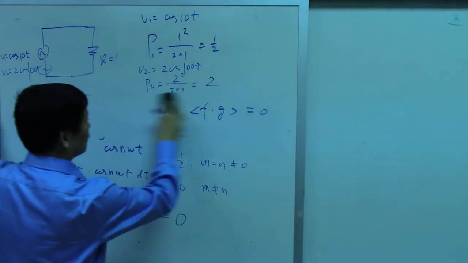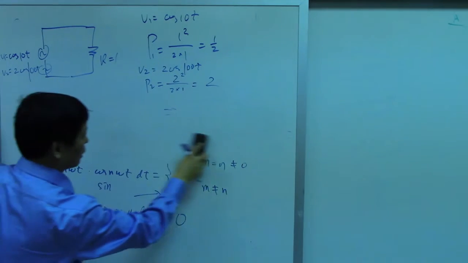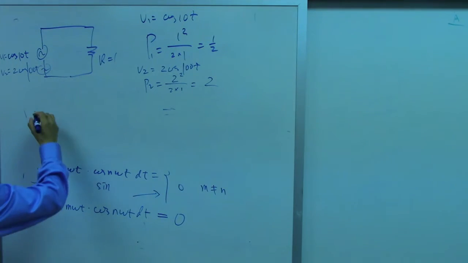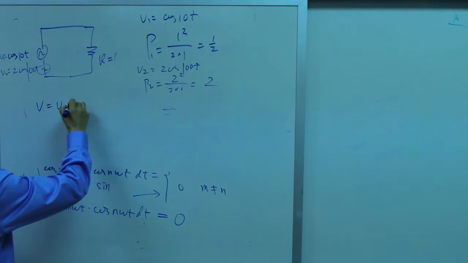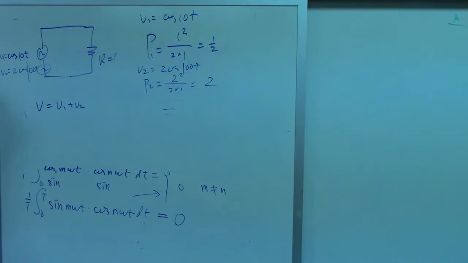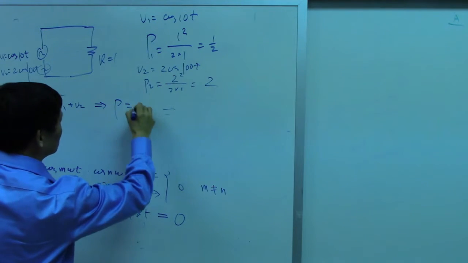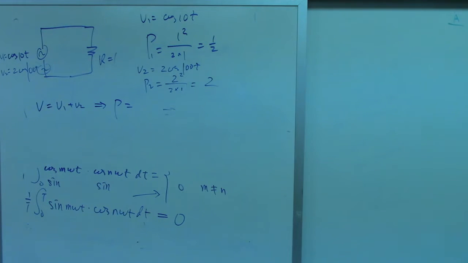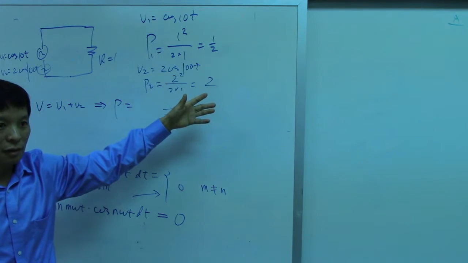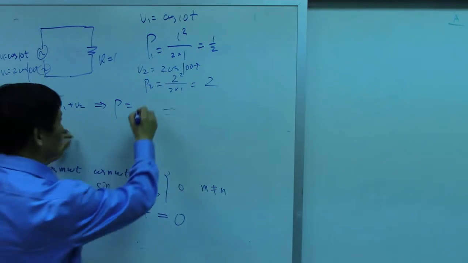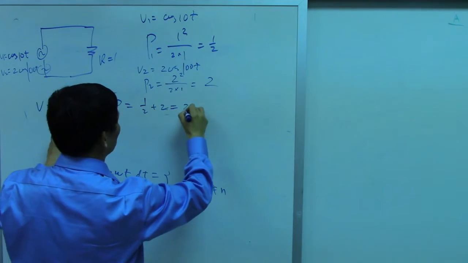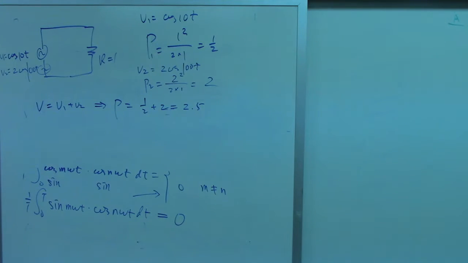Now, if we add these two signals together, V as V1 plus V2, what is the power? What do you think? Should we just add these two powers together, so half plus 2 equals 2.5? Is that correct? We used this before, right?